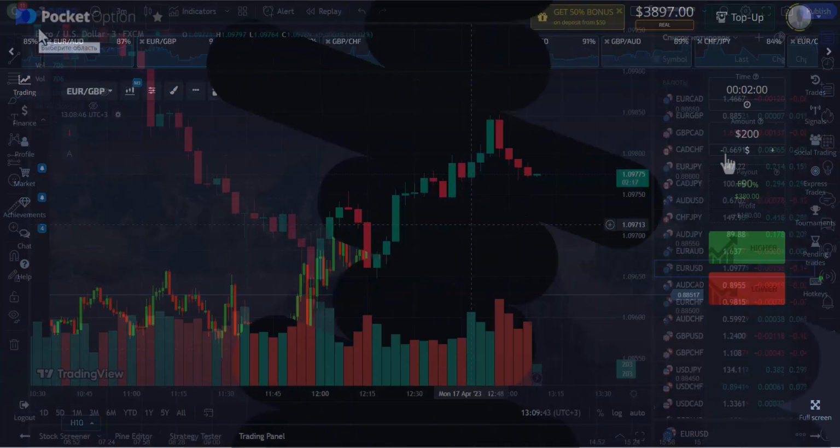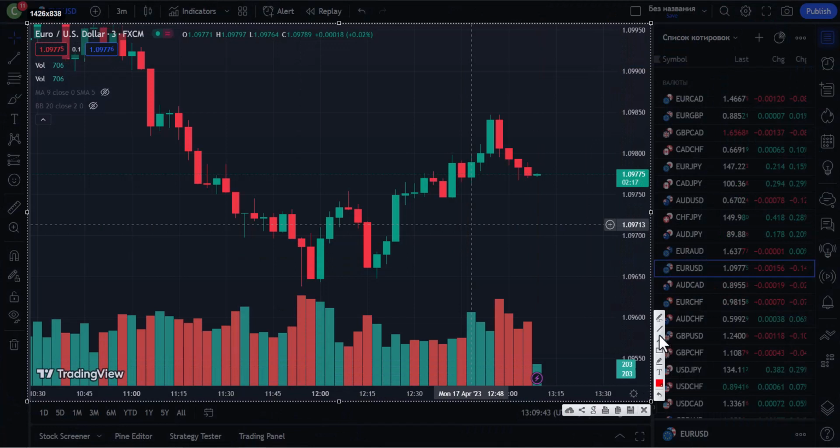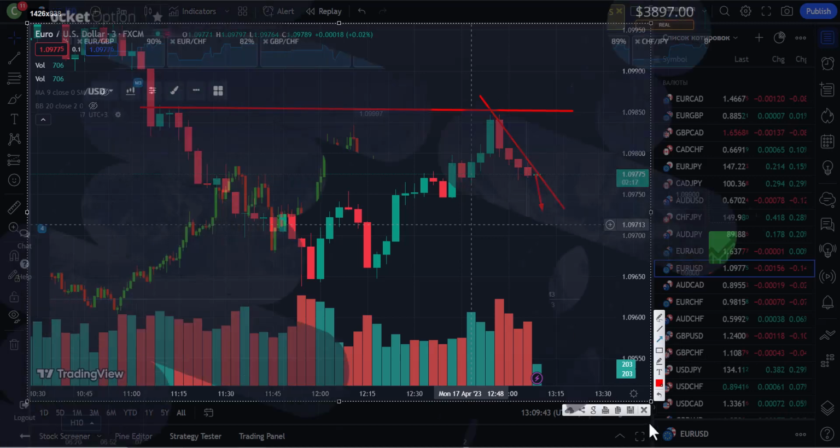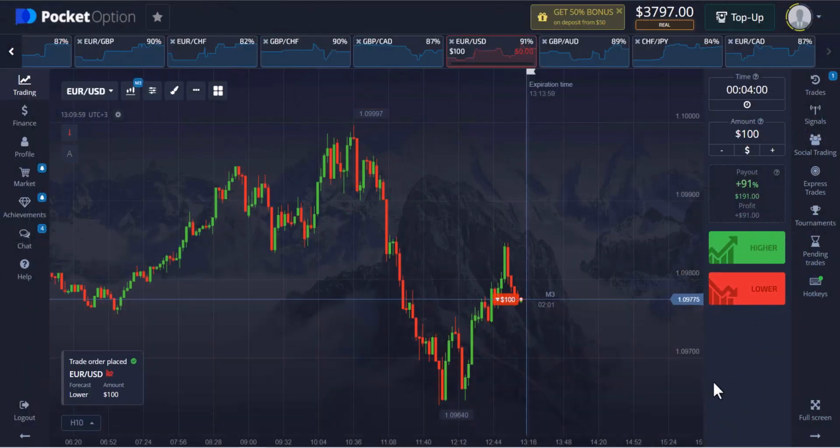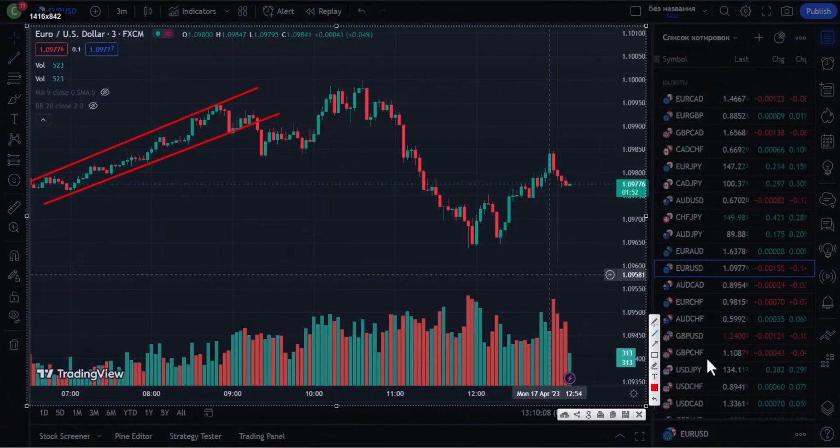And the next one is Euro to US dollar. We are investing in the price decrease from the support line. So let's switch to the broker and open a deal for 100 with 4-minute expiration. Head back to TradingView for more detailed analysis.